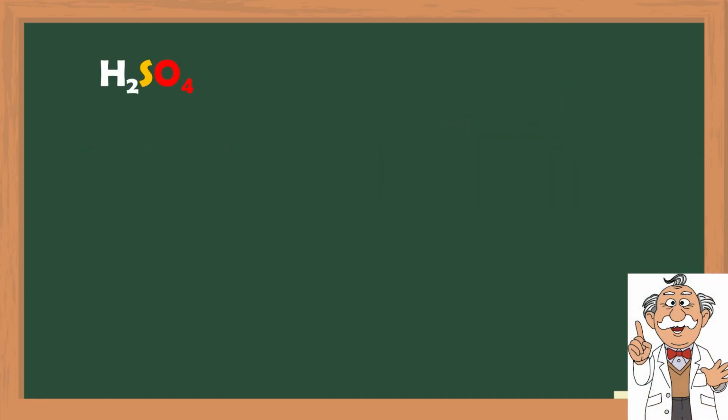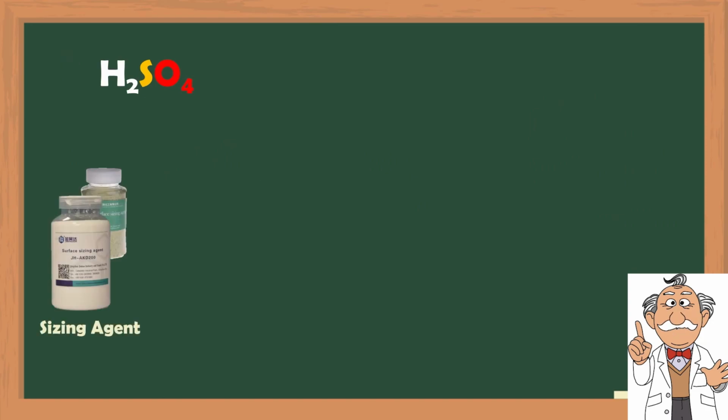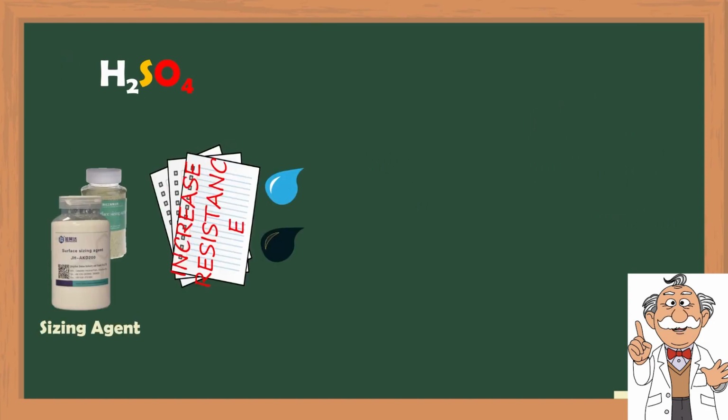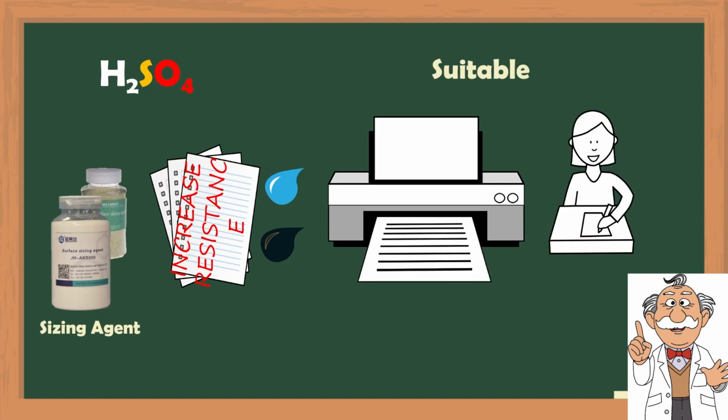In addition, sizing agents and coating are used in paper production to increase the resistance to penetration of water or other liquids such as ink into the paper, so that the paper is more suitable for printing, writing, and other purposes. So, we know that sizing agents and coating are very important in the paper making process, and sulfuric acid is used during the preparation of sizing solution and coating.